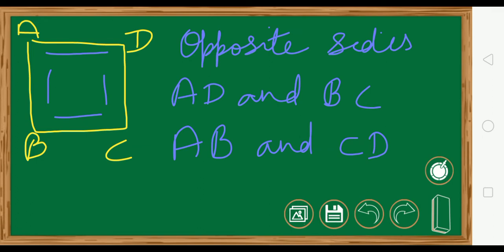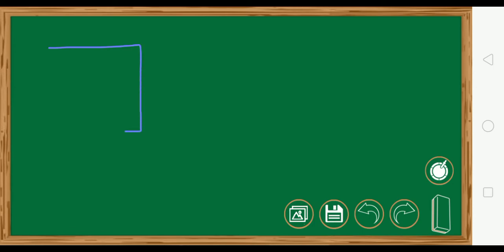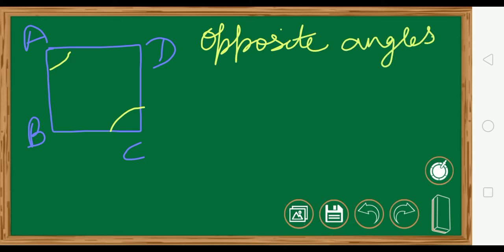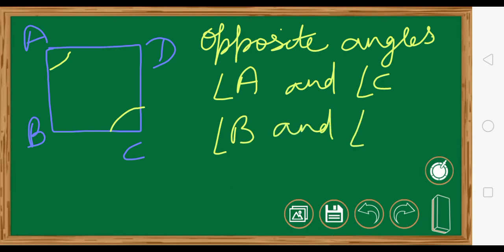Now, let us have opposite angles. A, B, C and D. Now here you have this A and C. These are opposite angles. So angle A and angle C. Then you have angle B and angle D. What will we call them? They are opposite, they are in front of each other. Okay? These are opposite angles.